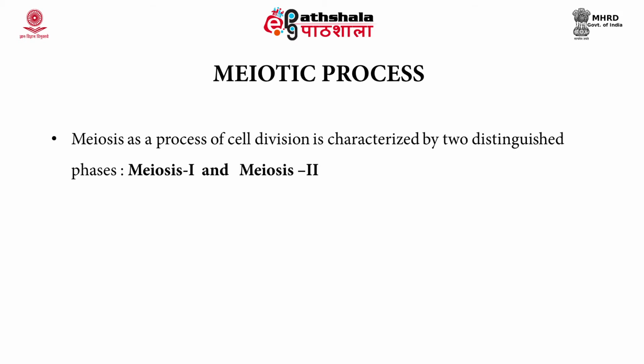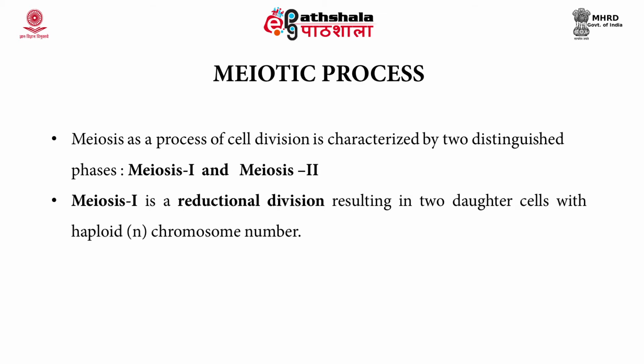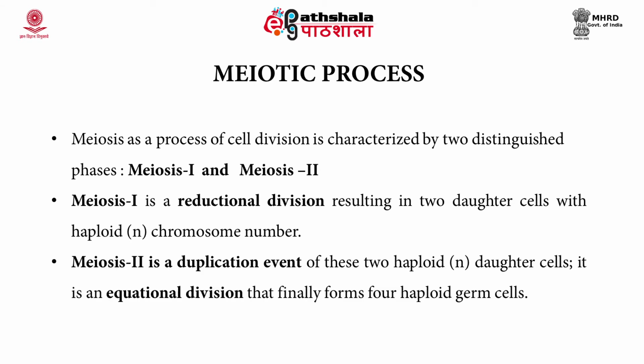The process of meiosis. Meiosis as a process of cell division is characterized by two distinguished phases, meiosis I and meiosis II. Meiosis I is a reductional division resulting in two daughter cells with haploid chromosome number, whereas meiosis II is a duplication event of these two haploid daughter cells. It is also called equational division, which finally forms 4 haploid germ cells.